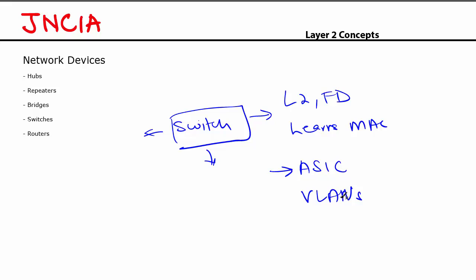A bridge works in half duplex, a switch works in full duplex. Frame forwarding on a bridge is software based, while frame forwarding on a switch is hardware based. There's ASICs that do frame forwarding. A bridge does not support VLANs, however a switch supports VLANs.